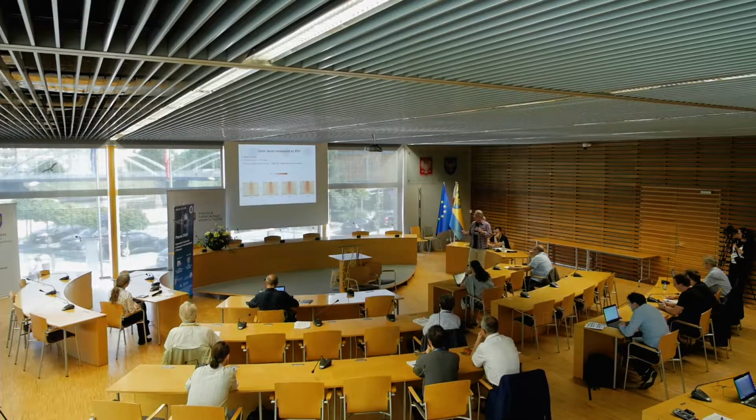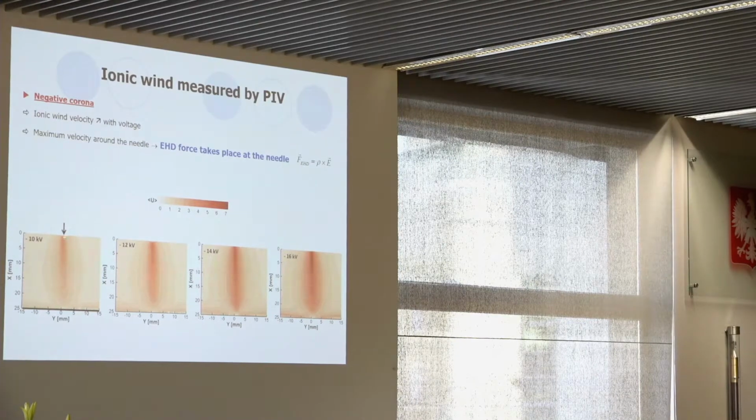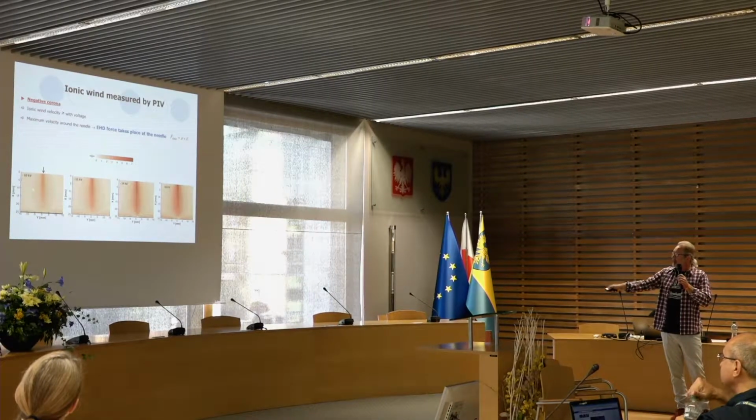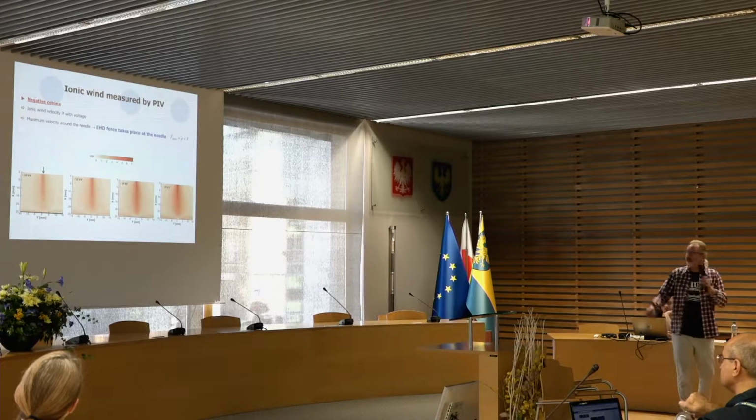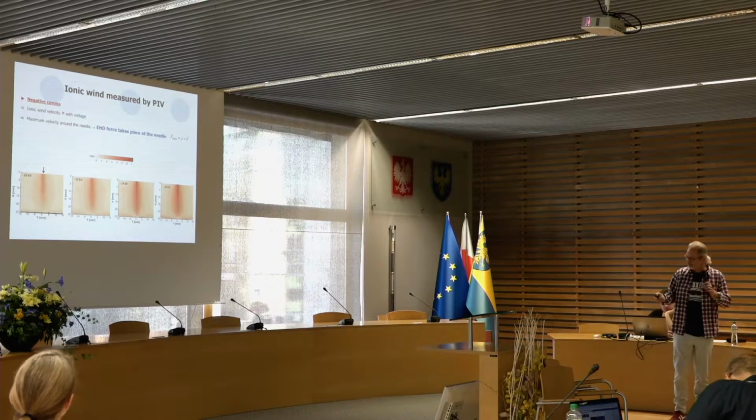If we measure the time-average velocity of this ionic wind, we can see a map here in the case of a negative corona discharge. In the background, it is the velocity in meters per second. We have the point here and the plate here, for increasing values of the negative high voltage. We can see that the ionic wind velocity increases with the high voltage, and the maximum velocity is obtained around the needle where the EHD force takes place, because it is the region where the space charge and the electric field are the highest.